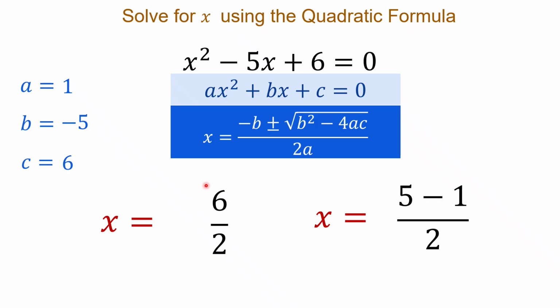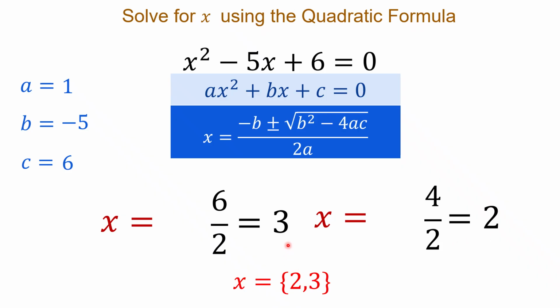And simplifying this, we get 6 divided by 2, which is equal to 3. And 5 minus 1, which is equal to 4, over 2 is now equal to 2. So the two solutions, two roots, or the x-intercepts of this quadratic equation are 2 and 3.